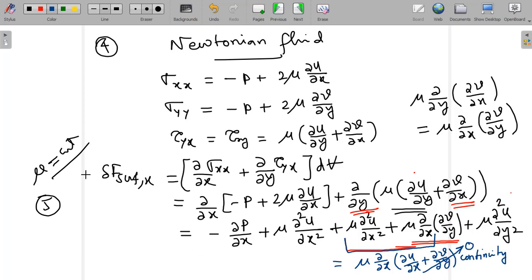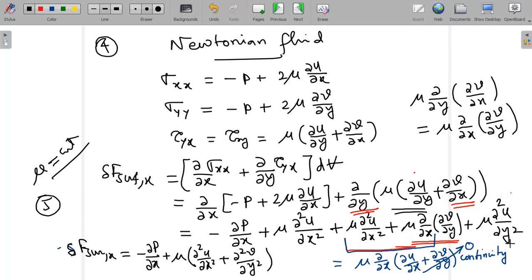So ultimately this delta f surface along the x axis becomes minus del p del x plus mu into del 2u del x2 plus del 2v del y2, that means the last term. Okay, so this is the del f surface x.